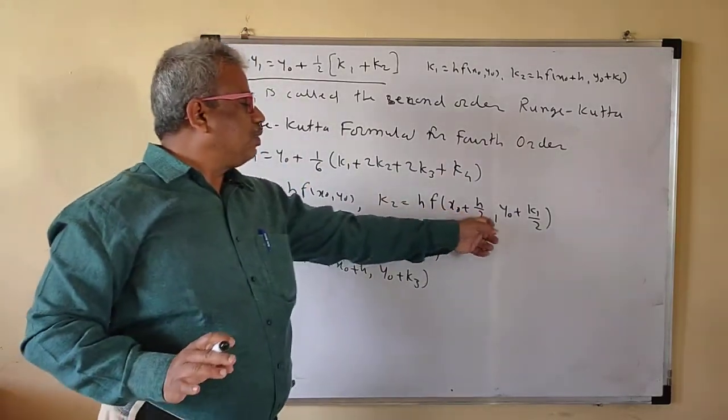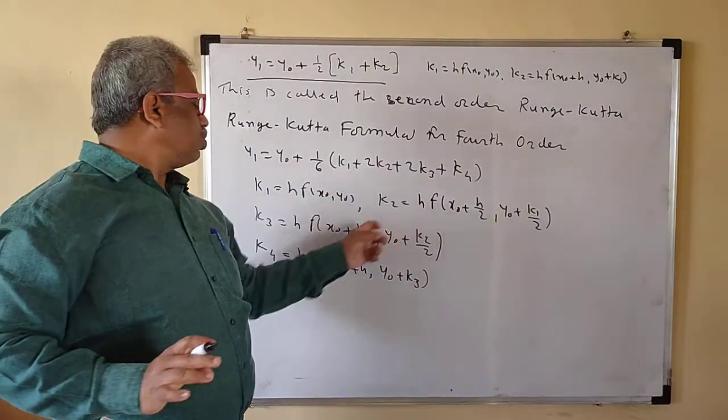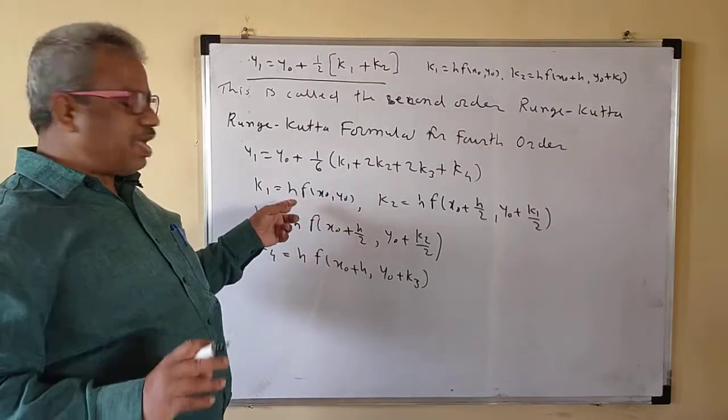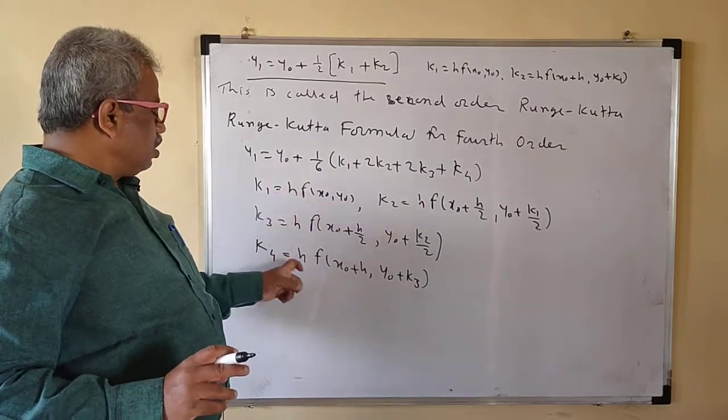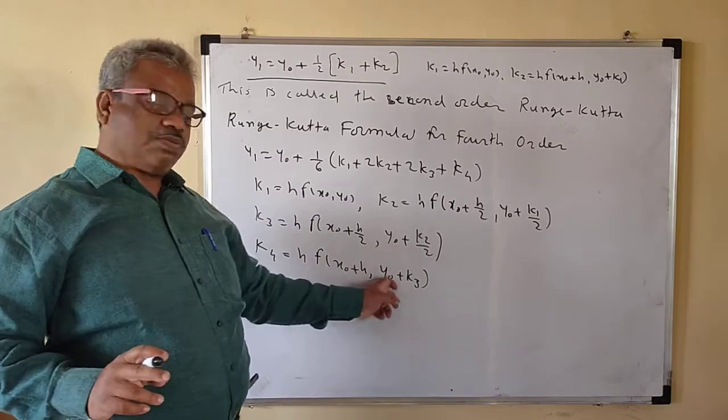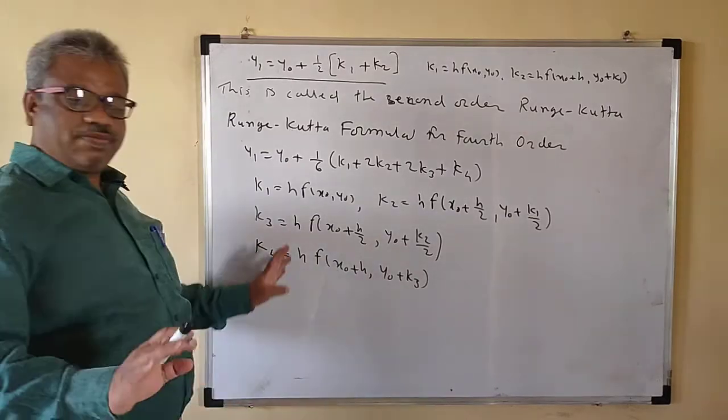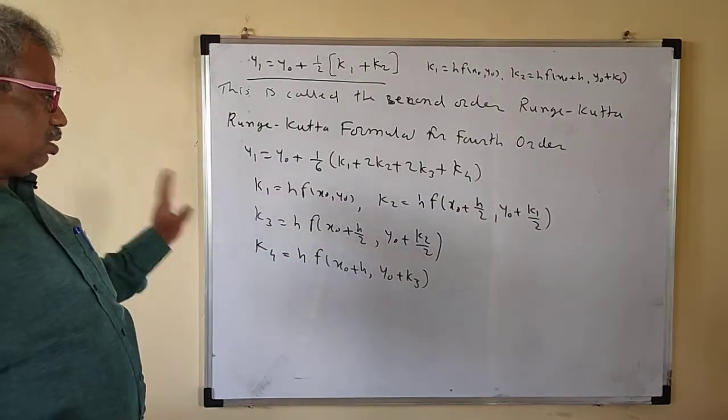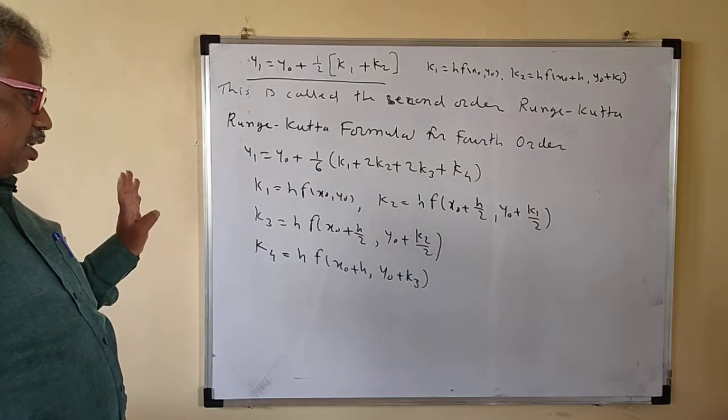So here it is x0 plus h by 2, y0 plus k1 by 2. Both are the same here. Your k1 is the same as the previous one. And here it is x0 plus h, y0 plus k3, your fourth. So this is very easy to remember, the formula for k1, k2, k3, k4.